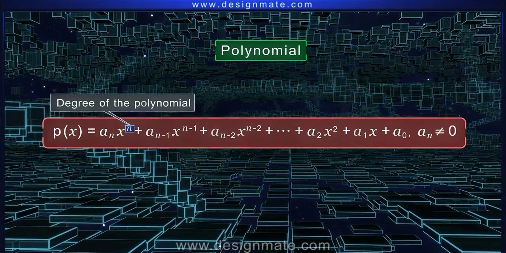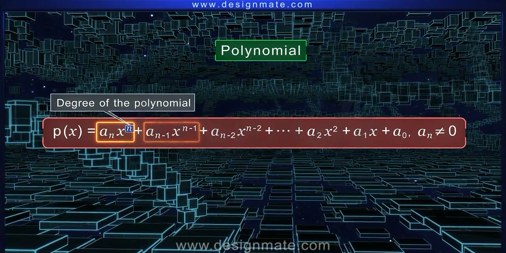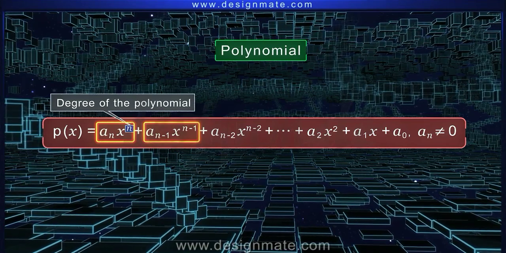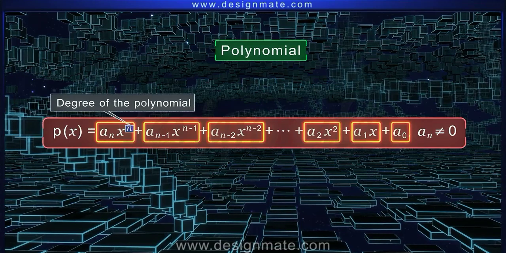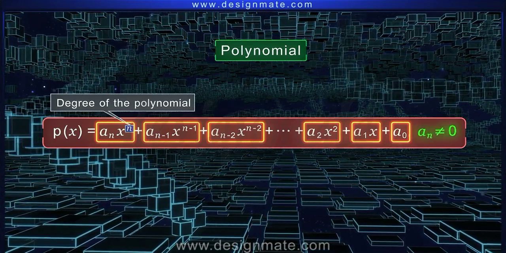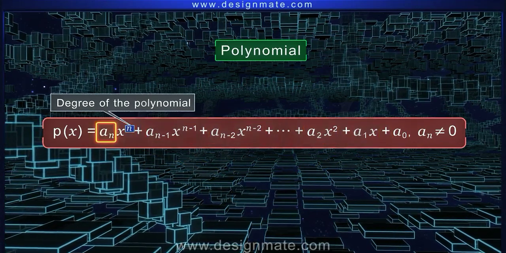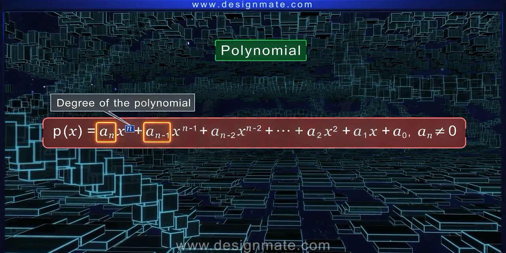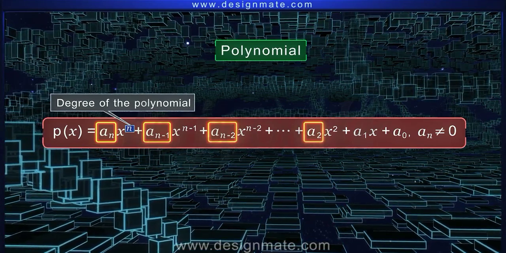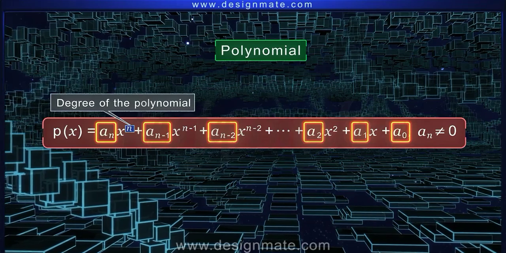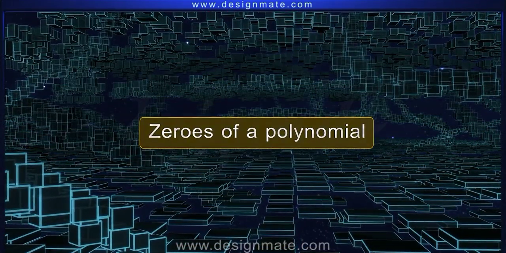n is the degree of the polynomial. a_n x^n, a_(n-1) x^(n-1) and so on, a_1 x, a_0, with a_n not equal to 0, are called terms of the polynomial, and a_n, a_(n-1), a_(n-2) and so on, a_2, a_1, a_0 are respectively their coefficients. Let us now understand the zeros of a polynomial.